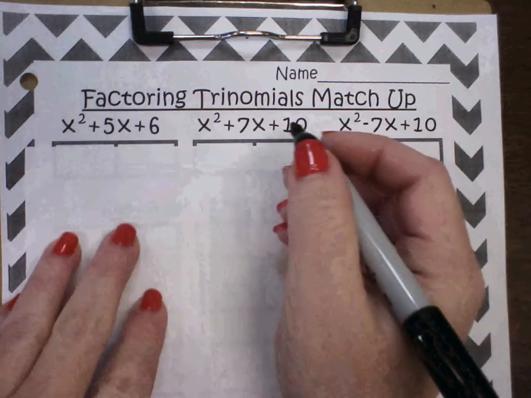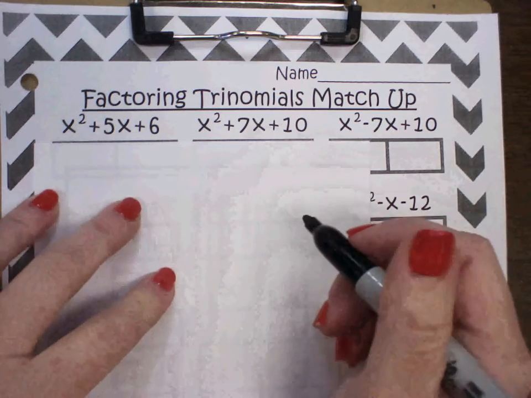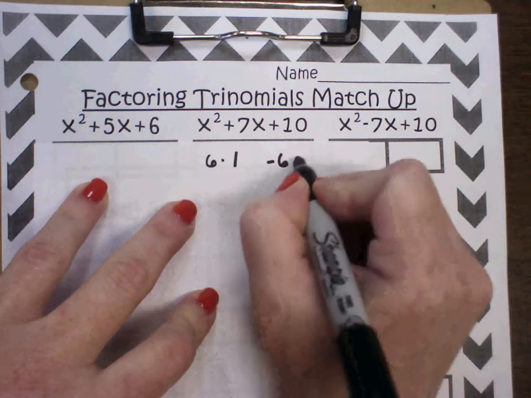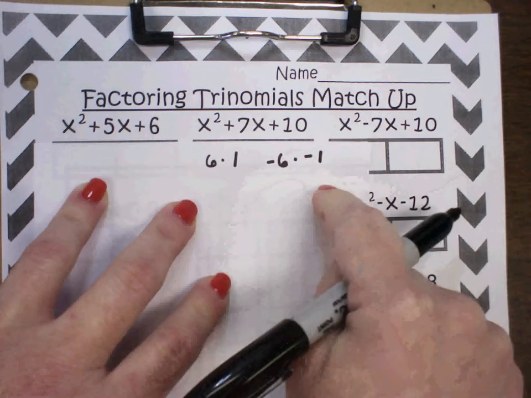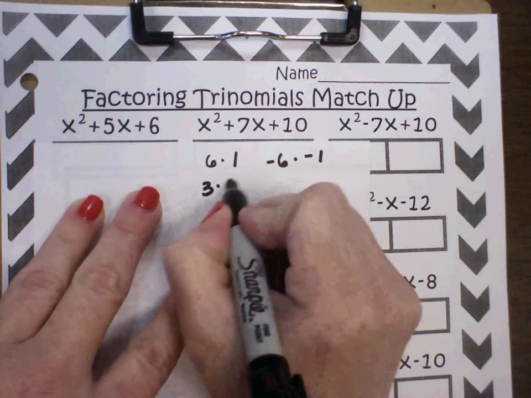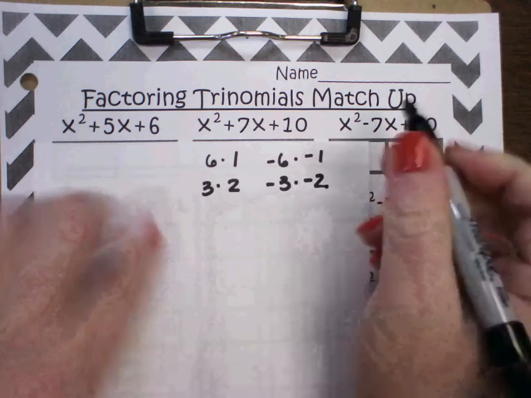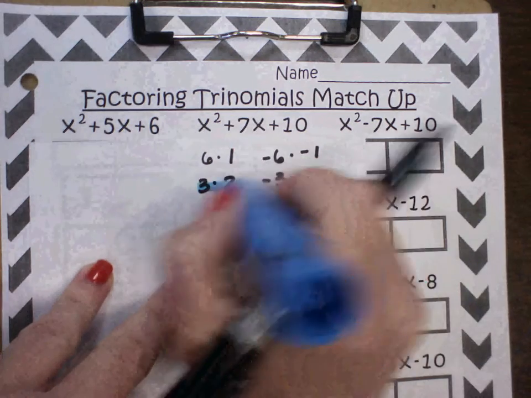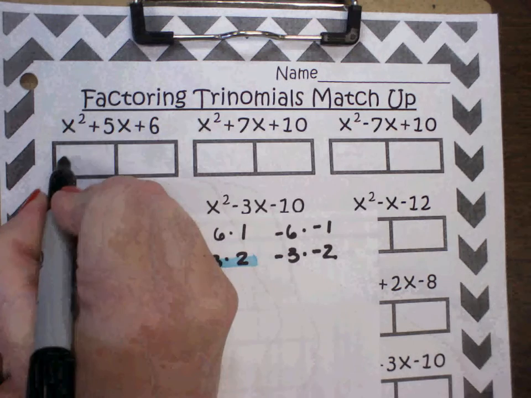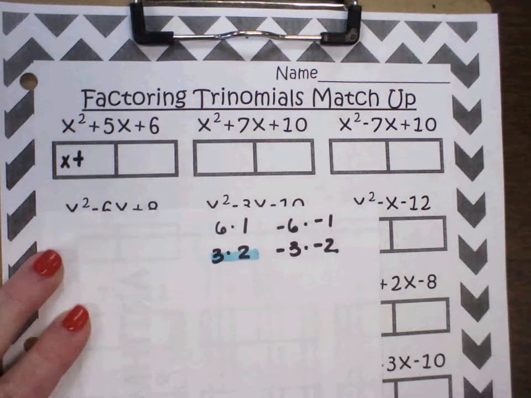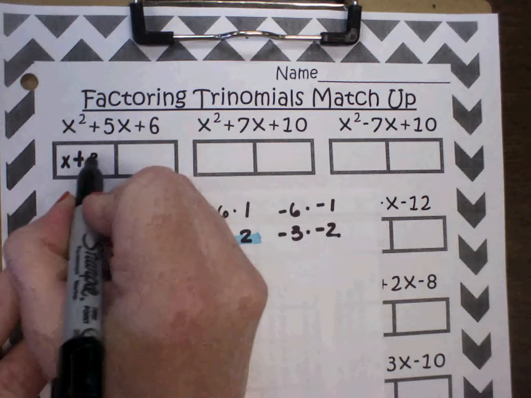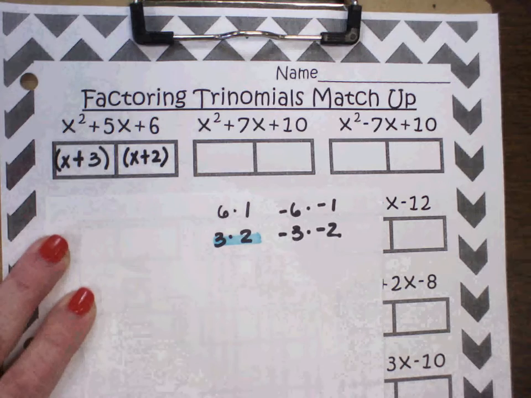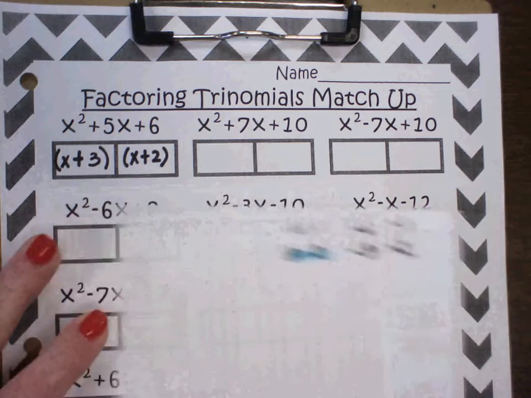So the first one needs to multiply to 6 and add up to 5. So 6 would be 6 and 1, but it could also be negative 6 and negative 1, right? Because that's also positive 6. But it could be 3 and 2 and negative 3 and negative 2. But I want a positive 5. 3 and 2. There you go. So my two ones are x plus 3 and x plus 2. We got it? All right, let's do the next one.